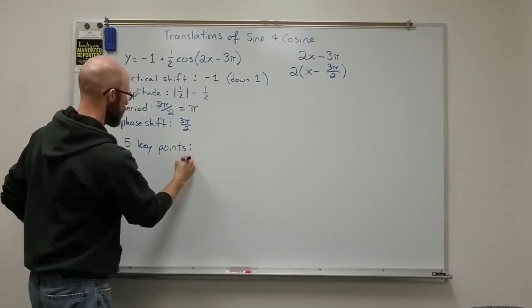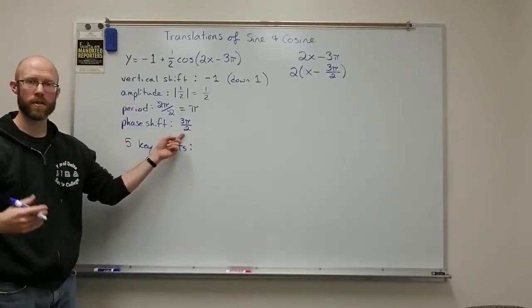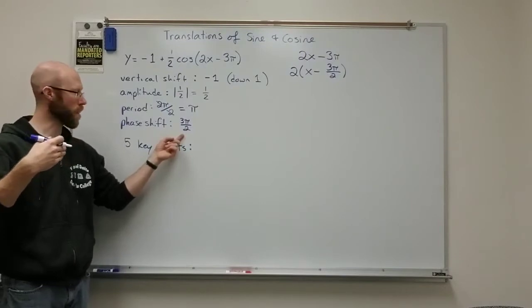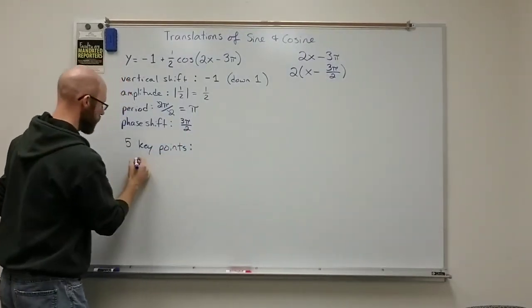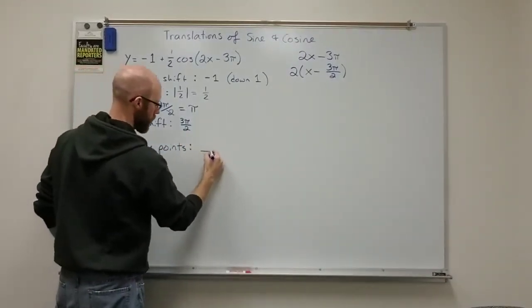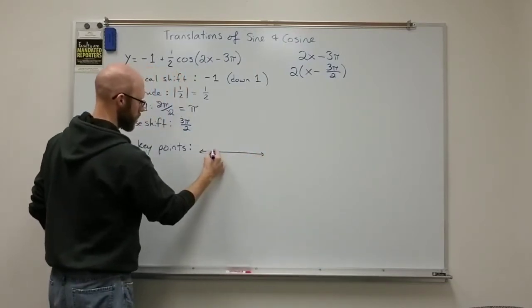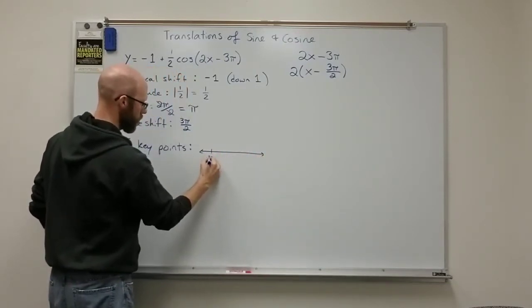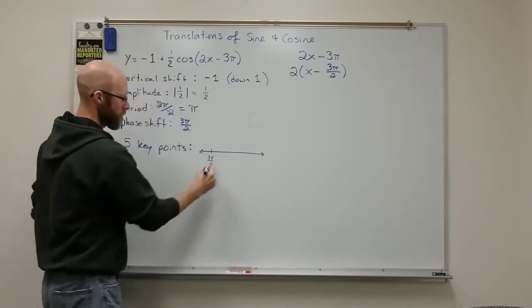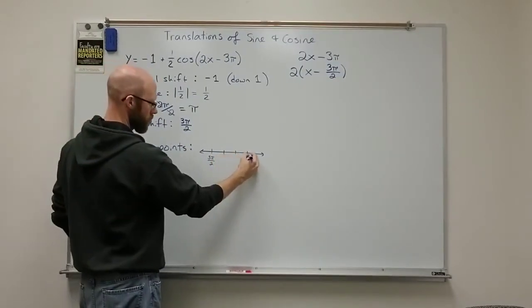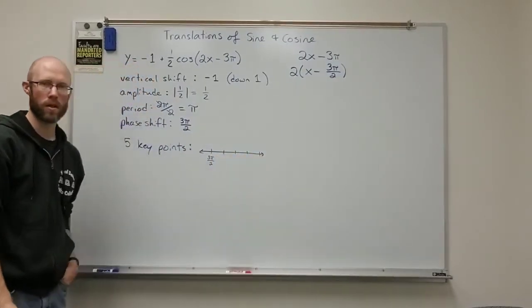Well, we always start, remember, at the phase shift. So that's where we shift off of 0. So the 5 key points will start at, I'll even draw a number line just so I can keep this straight, 3 pi over 2. And then 1, 2, 3, 4. We need the other 4 key points.